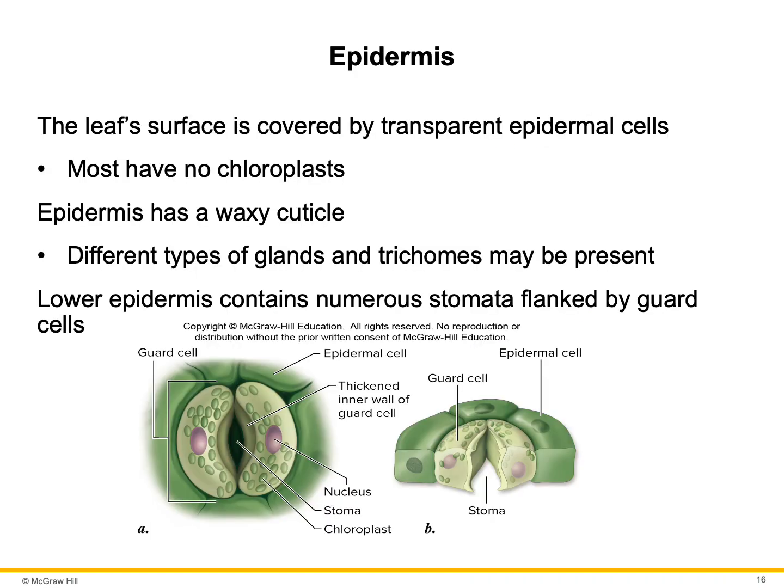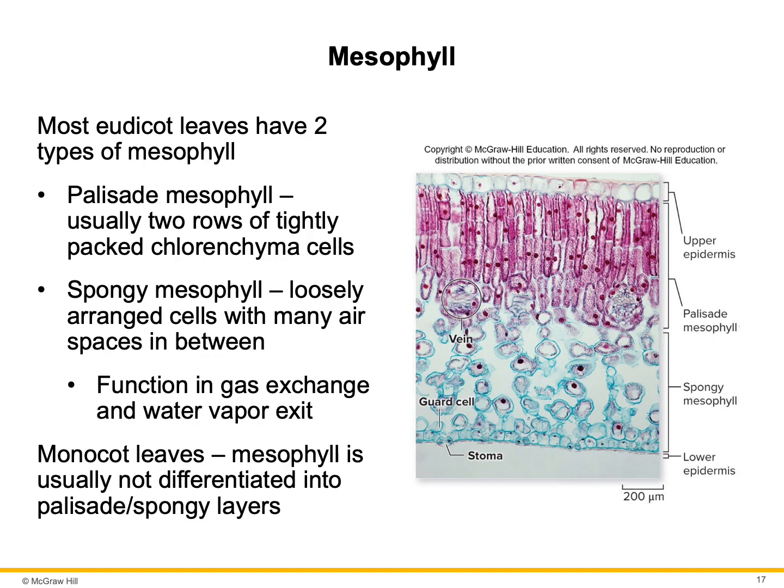Now we are going to talk about the epidermis of the leaf. The entire surface of a leaf is covered by a transparent epidermis. Most of the epidermal cells don't have chloroplasts, but they may contain a waxy cuticle and different glands and trichomes for protection. On the lower epidermis, many leaves contain stomata flanked by guard cells, and we did talk about stomata in a previous lecture.